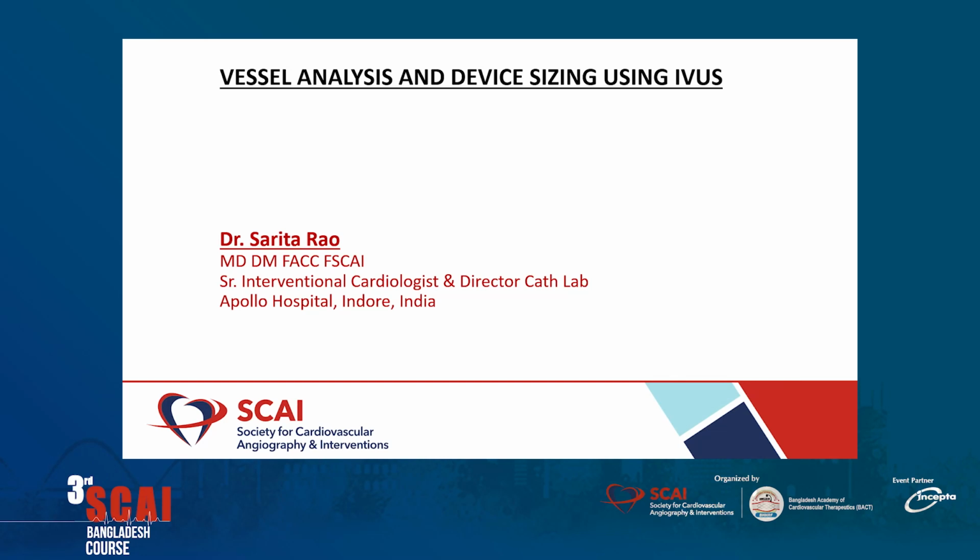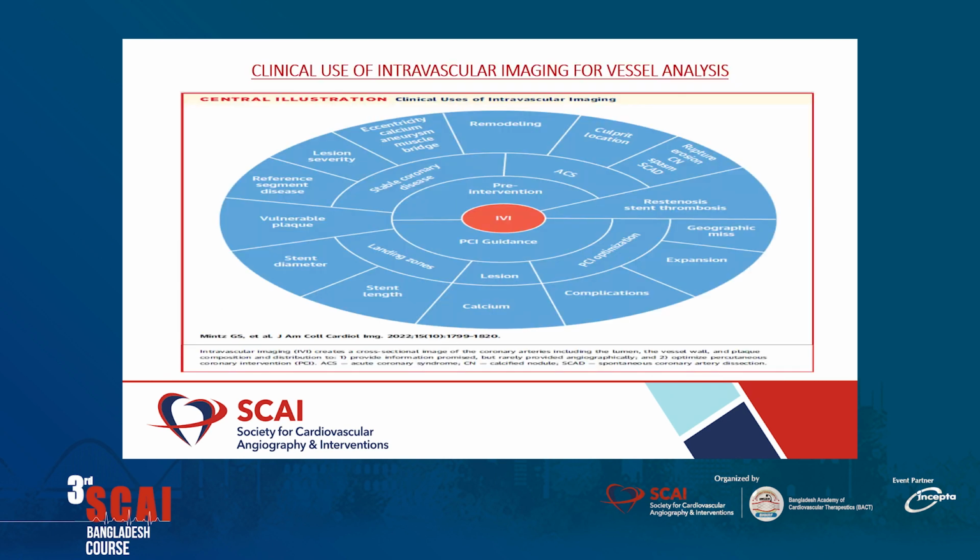So good afternoon, everybody. I will be speaking about vessel analysis and device sizing using IVUS. So we've been discussing for so long what the clinical uses of intravascular imaging for vessel analysis are, and it does have a major role to play in the pre-intervention situation. When you're looking at the lesion severity, you're looking at why exactly this occurred. Is it a stable CAD and ACS, a restenosis, a stent thrombosis?